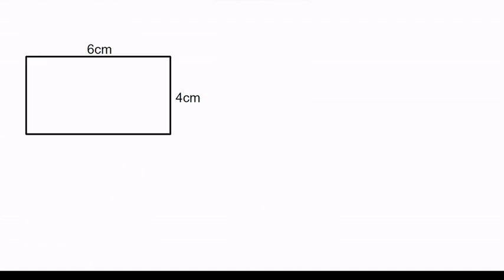Now let's look at the perimeter of this rectangle. As we can see, this rectangle has a length of 6 centimeters and a width of 4 centimeters. To find its perimeter, we need to use the formula 2 length plus 2 width. This is because a rectangle has 2 lengths that are the same size and 2 widths that are also the same size. So if we take the width and multiply it by 2 and add it to the length multiplied by 2, then we get the distance around it, which is the perimeter.